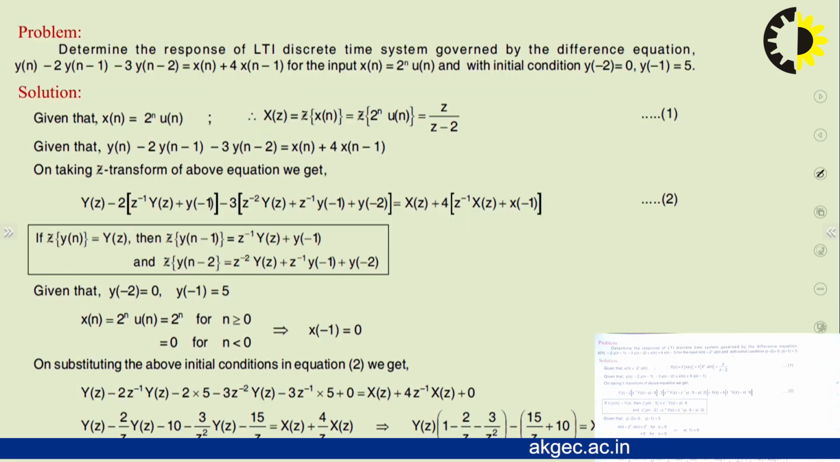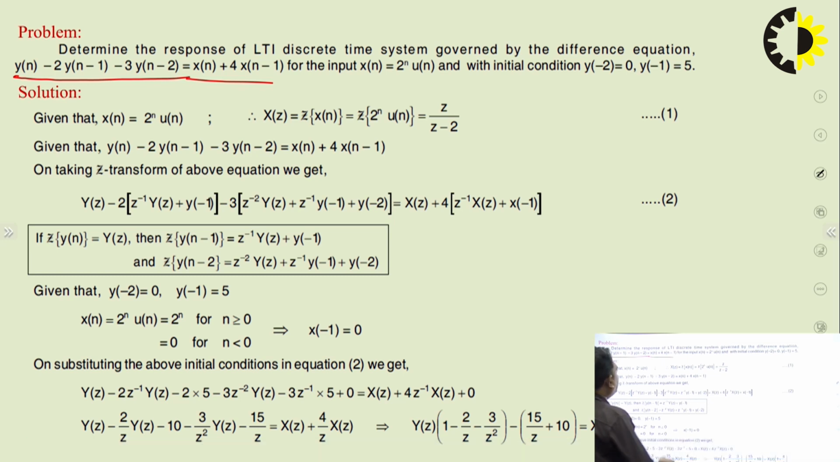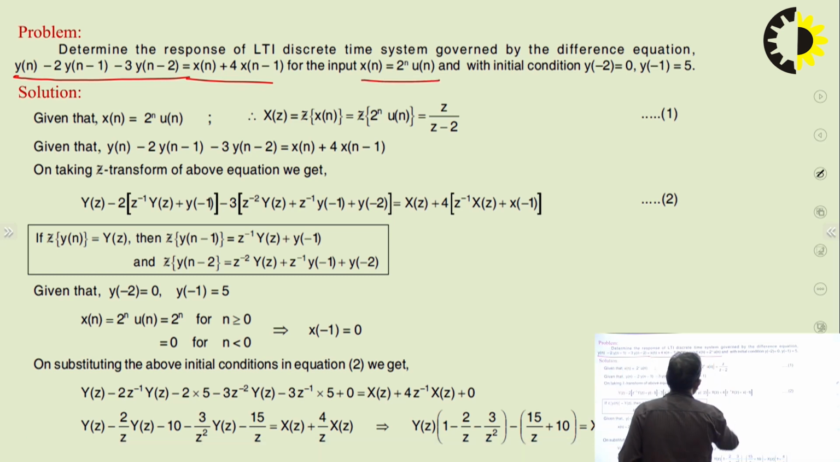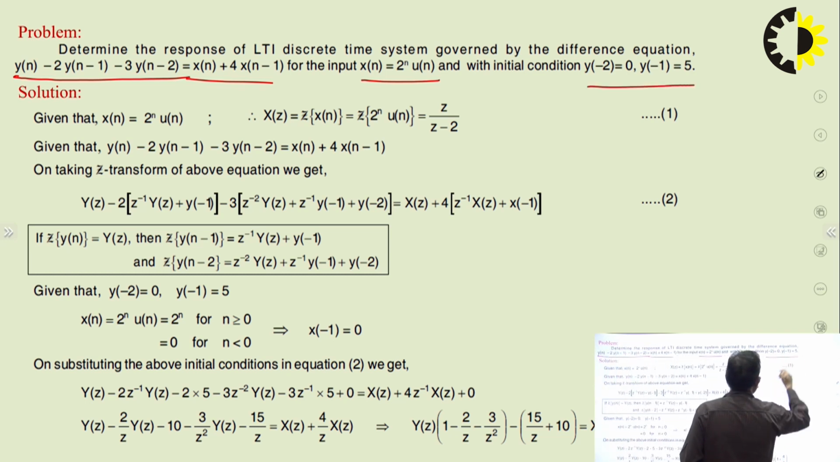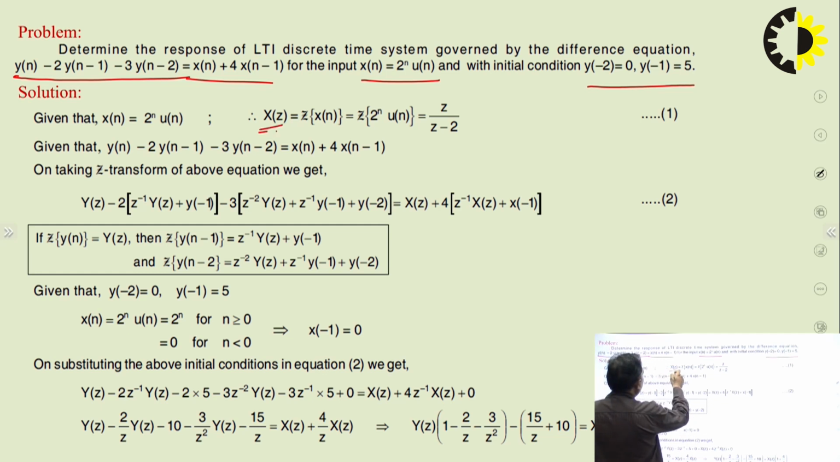Now we can see one of the questions based on this. We have given our difference equation. You can see this is our difference equation where y[n] is the output, x[n] is the input, and input x[n] is given as 2 to the power n u[n], with initial conditions y[-2] equals 0 and y[-1] equals 5. Because x[n] is given as 2 to the power n u[n], we will find X(z), that will become z upon z minus 2, from a to the power n u[n] giving 1 upon 1 minus a z inverse, or z upon z minus a.